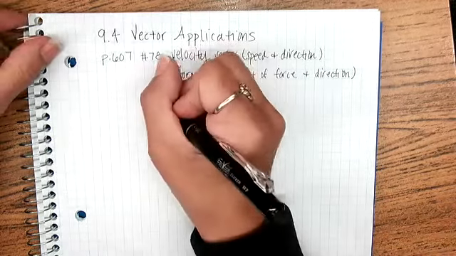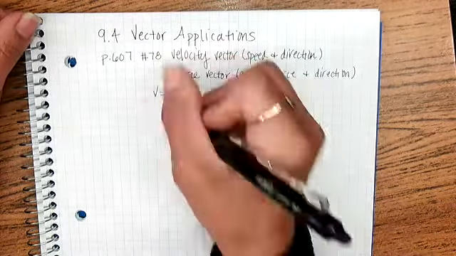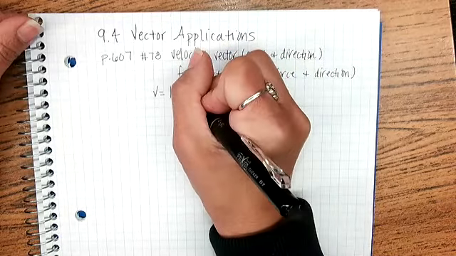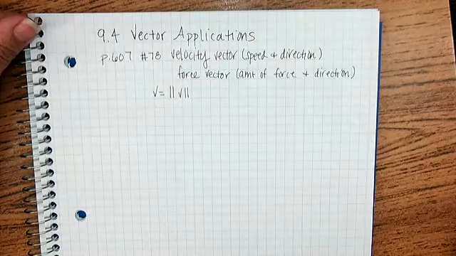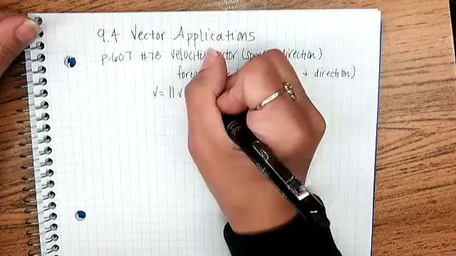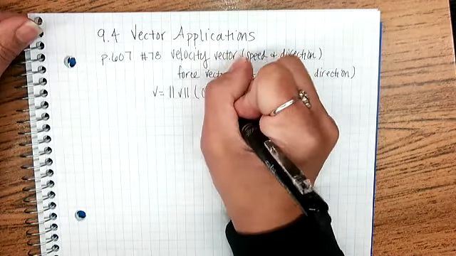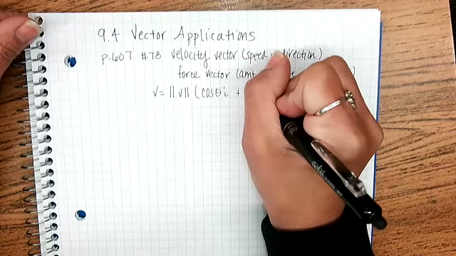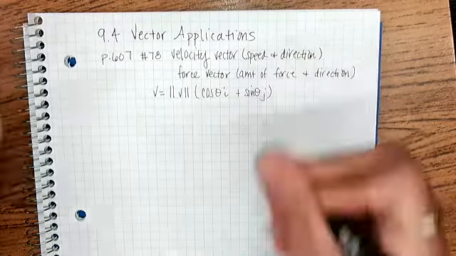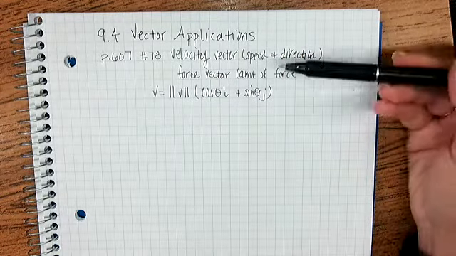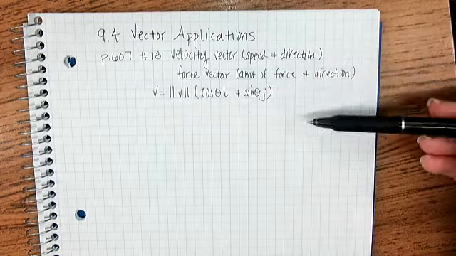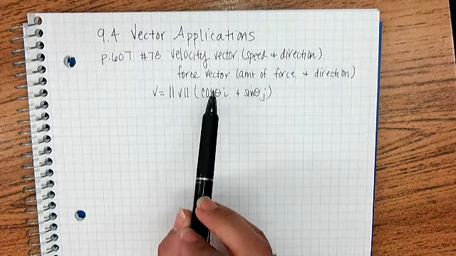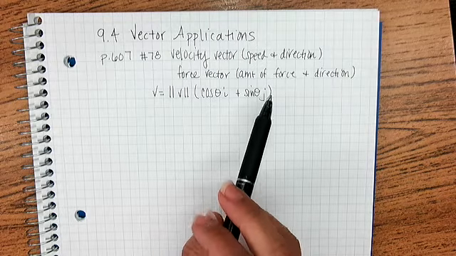Regardless, this is going to be the vector. It's going to be the magnitude. Remember, magnitude is length. Cosine of theta i plus sine of theta j. So whether it's velocity or force, it's the same formula, so to speak. Magnitude, cosine i, sine j.